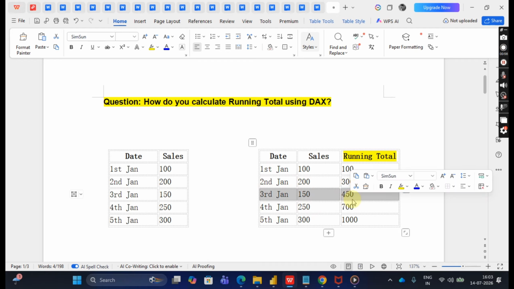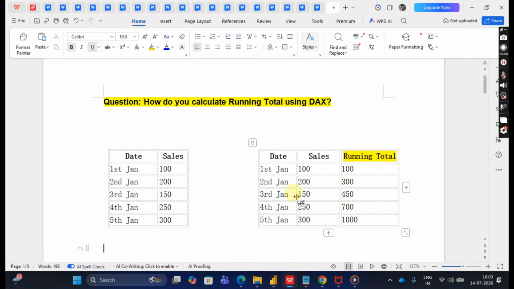So what is happening here? Notice one thing, on 3rd of January, Power BI is not only showing 150, right? So it is adding 100 plus 200 plus 150, which is giving 450. Okay. So that cumulative sum is called running total. Okay. So let's understand the DAX code.